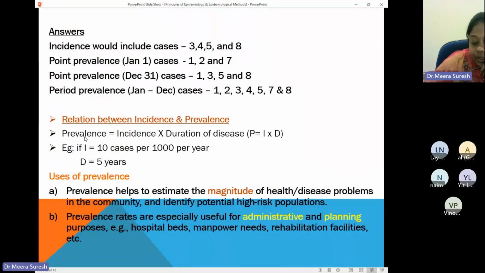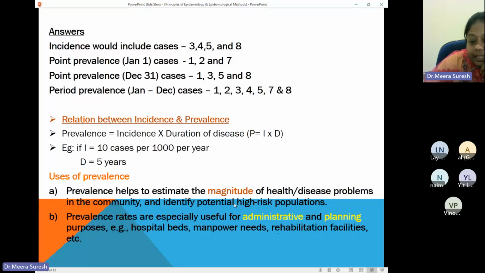So here, P equal to I into D. If we use the mathematical application over there, this is actually a linear relationship, or directly proportional. So if duration is increasing, obviously P also should be increasing. If I, or incidence, is increasing, P also should be increasing. So usually from this formula, rather than calculation of something, MCQs will be asked. If D, or duration of a disease, is increasing, what is happening with prevalence? Similar questions can be asked. That's why I kept this formula.